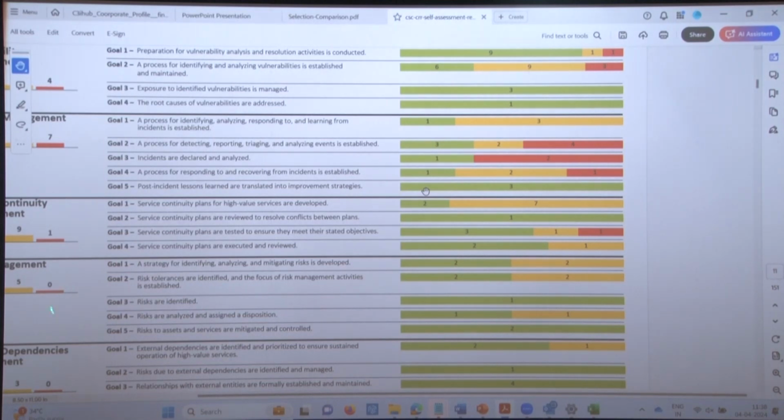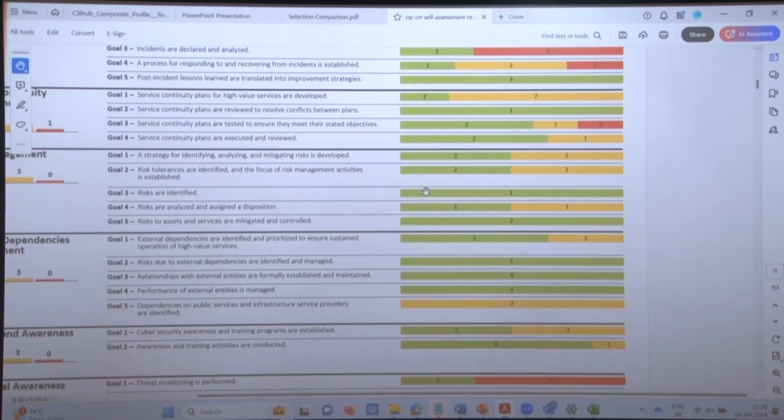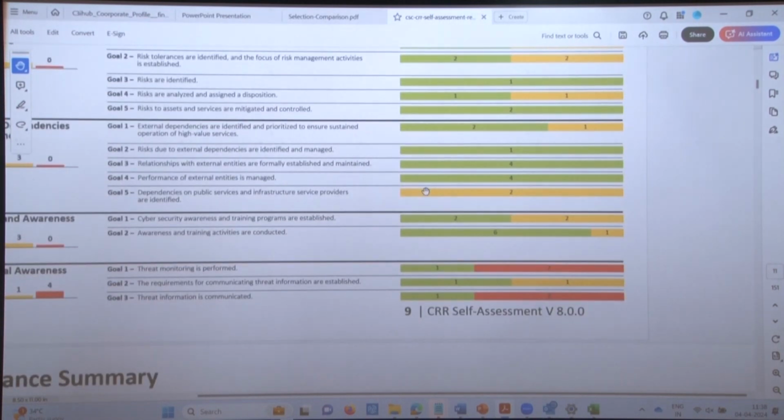Risk management is yellow, and then I have external dependency management, which seems to be yellow as well, and then awareness is yellow, and situational awareness, that is, we do not have a SOC, so obviously situational awareness is low, so it will be red.